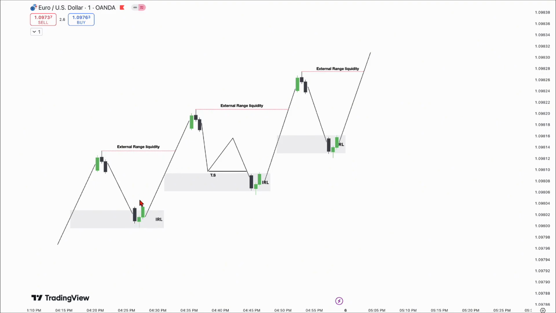forms a CRT within the imbalance, which becomes the driving force behind the entire move. By understanding and following these concepts, not only can you target the opposite end of the CRT, but you can also hold your trades up to the next IRL or ERL, potentially increasing your risk-to-reward ratio.